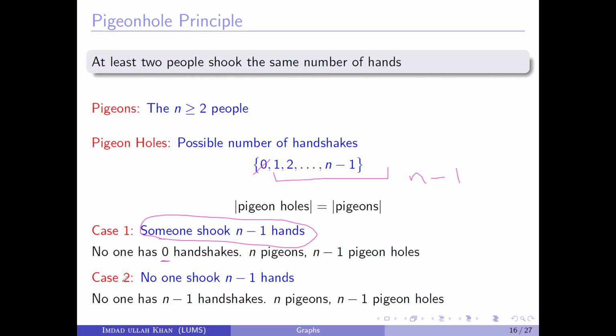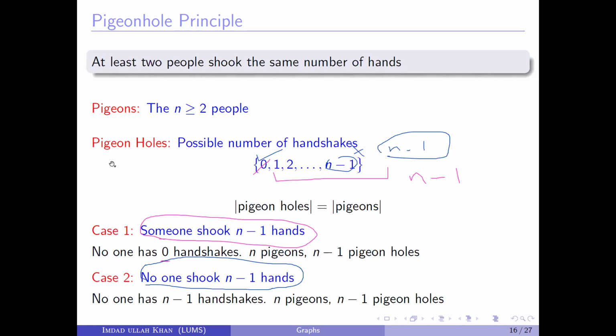If you think of the second case, there is a person who didn't shake hands. Then there is no person in the entire pool who had n minus 1 handshakes. Why is that? If there's a person who didn't shake hands with anyone, then 0 is going to be there, but n minus 1 won't be there. And again, the cardinality of the possible number of handshakes will be n minus 1. So hence the pigeonhole principle will be applicable over here.